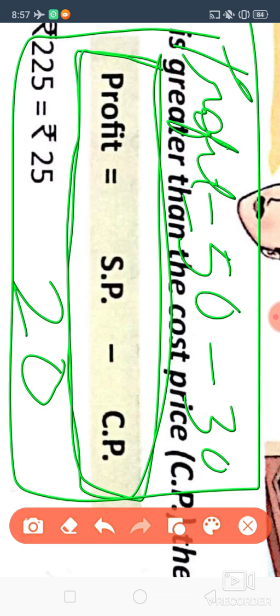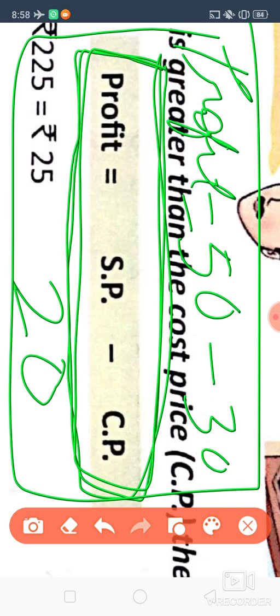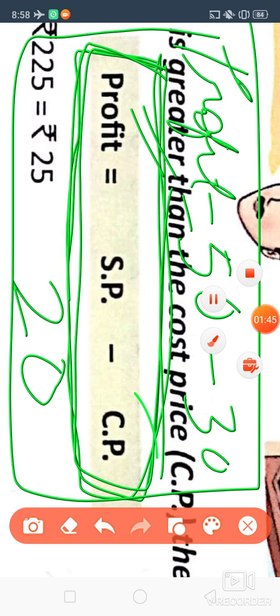You have to learn this formula, that profit is equal to SP minus CP. But only by learning the formula it will not be clear to you. First of all you have to understand what is profit, what is SP, what is CP. So I'll tell you with a simple example.